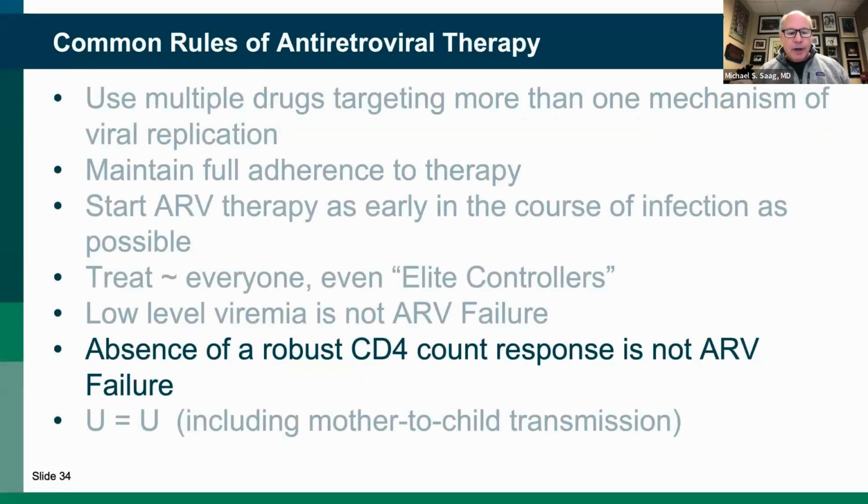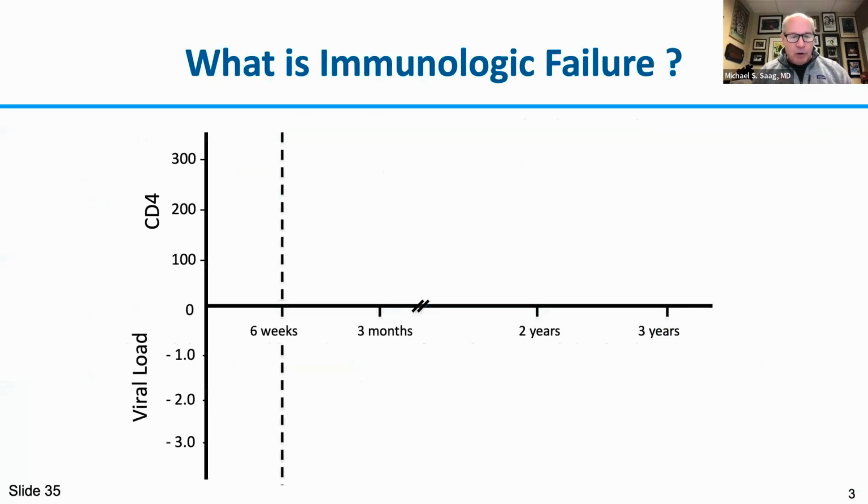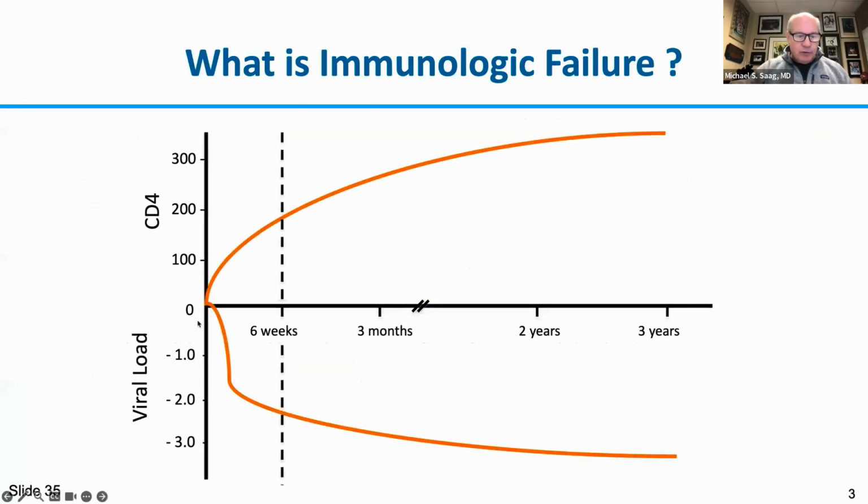Wrapping up, the absence of a robust CD4 count is not antiretroviral therapy failure. We talked about this already, but here it is graphically. In most situations, as the viral load drops, the CD4 count bumps up dramatically in those first 6 weeks, due, in my opinion, to redistribution of cells that were trapped in lymphoid tissue because of inflammatory adhesion molecules, when it gets loose.